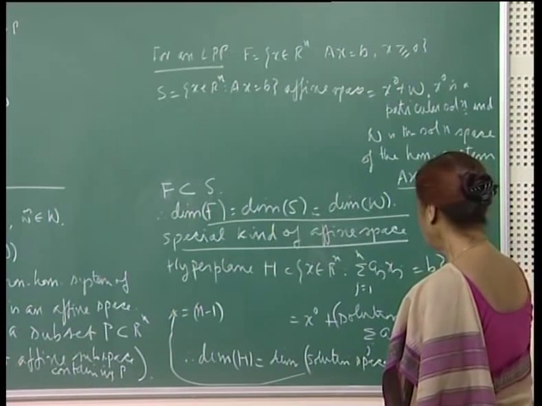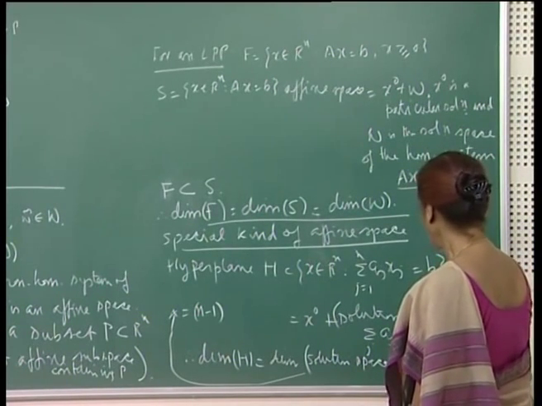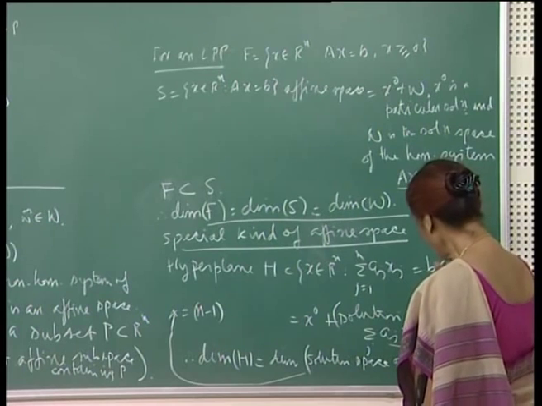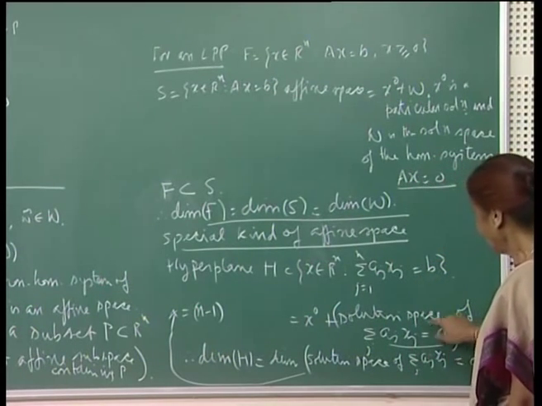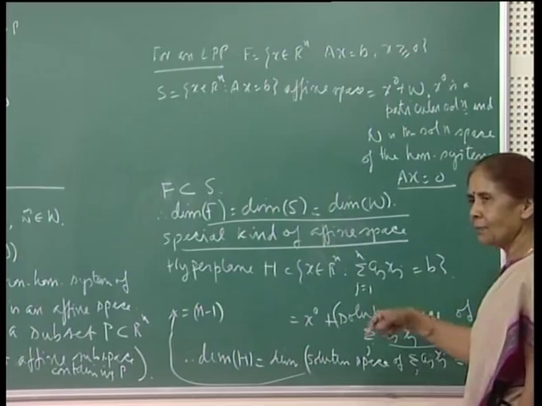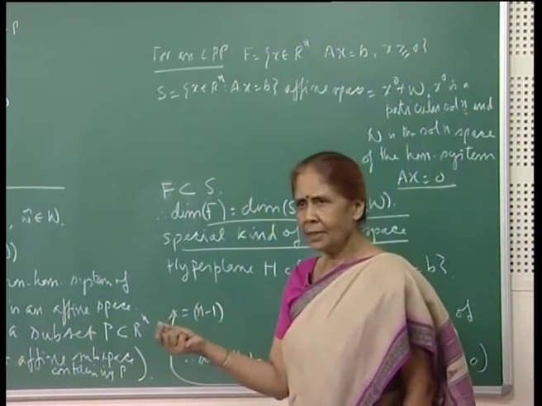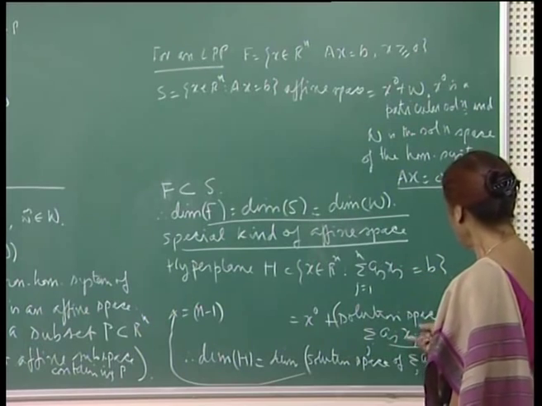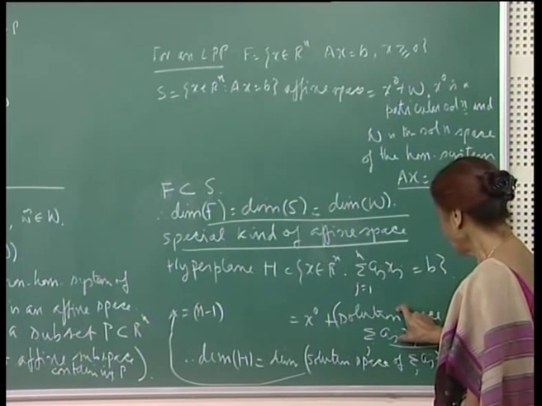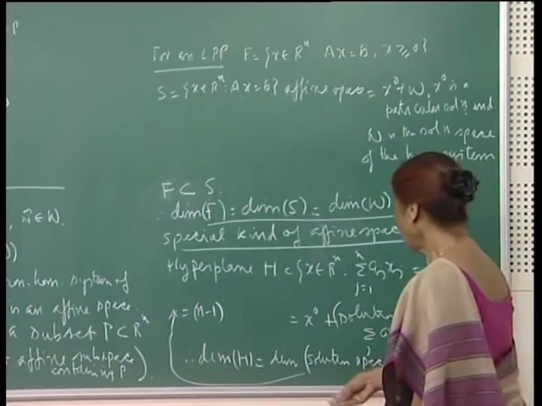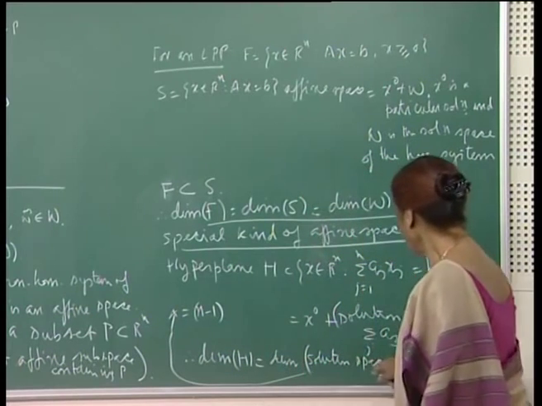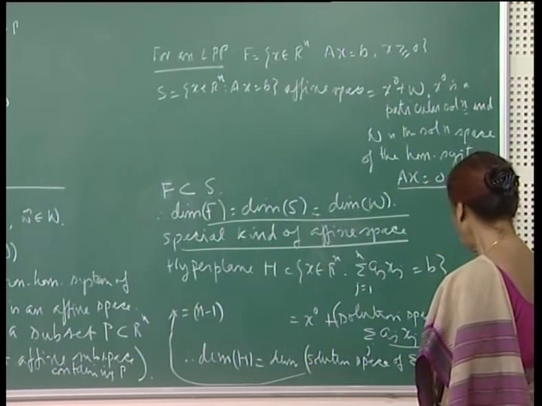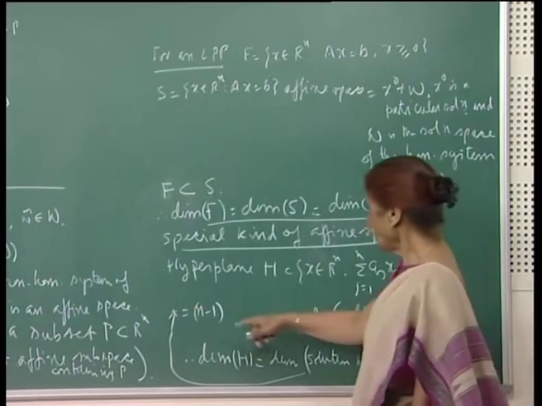So, therefore, what is the dimension of the solution space here? The dimension of the solution space will be n minus 1, because only one linear homogeneous equation is describing this set. So the dimension of H is nothing but the dimension of the solution space of sigma aj xj equal to 0, which should be n minus 1.